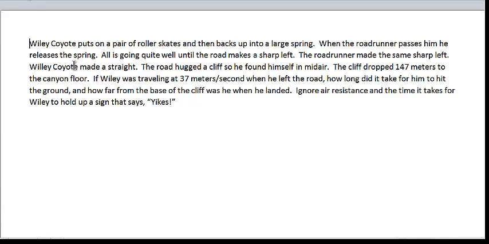If Wiley was traveling at 37 meters per second when he left the road, how long did it take him to hit the ground, the floor of the canyon, and how far from the base of the cliff was he when he landed? Ignore air resistance and the time it takes for Wiley to hold up the sign that says "Yikes." I've never figured out why in these cartoons it takes a few seconds for physics to kick in. We're going to ignore that.